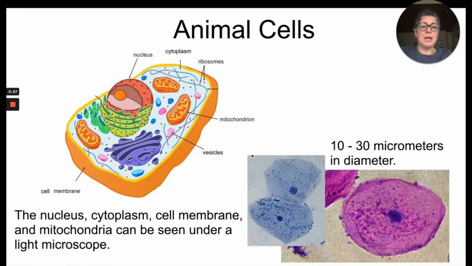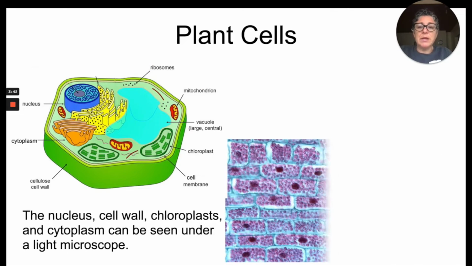Typically, an animal cell is 10 to 30 micrometers in diameter. And we'll talk more about the function of these organelles and how to determine the size of the specimen a little bit later. All right, let's look at plant cells.